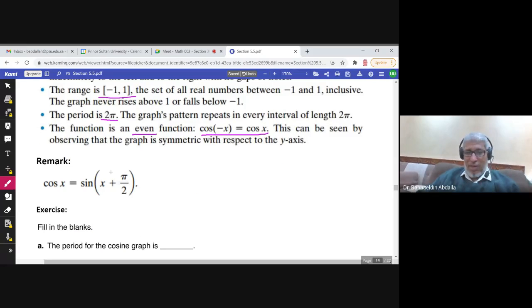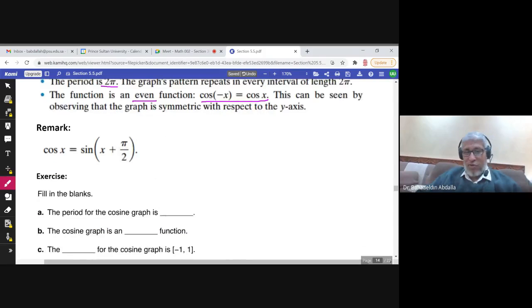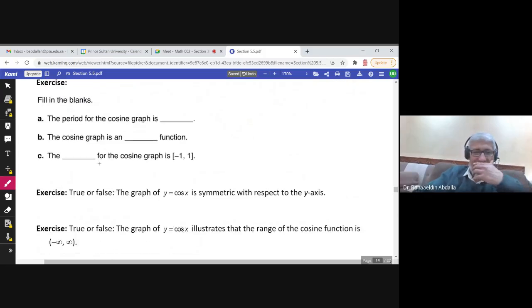Put this remark in your mind: cosine x is sine of x plus pi over 2. What is the difference between sine and cosine? In fact, it's a horizontal translation. If you take the graph of cosine and move it pi over 2 units to the left, you will start from here, and you will have the graph of sine. This is the graph of sine in one period. So the difference between the graph of cosine and the graph of sine is just pi over 2 units to the left. Let us solve these exercises.